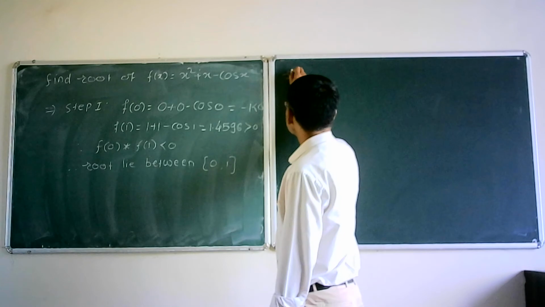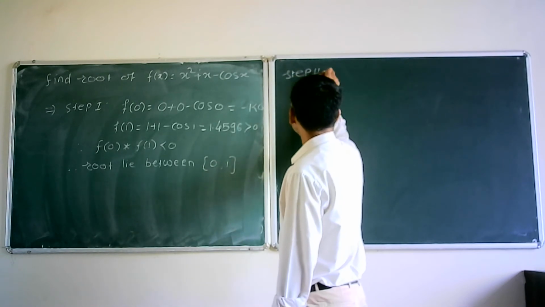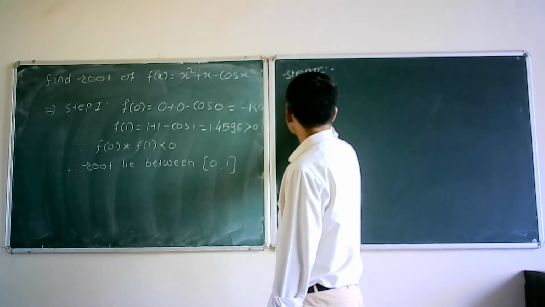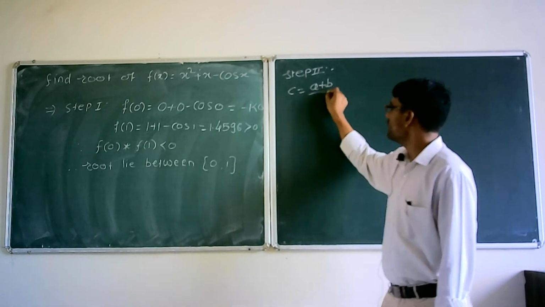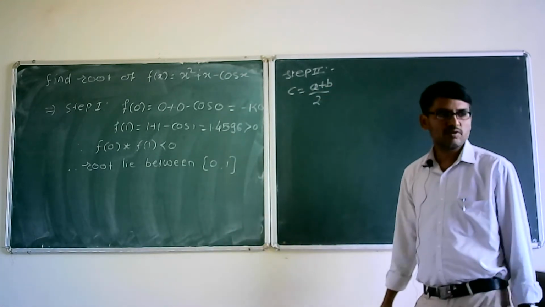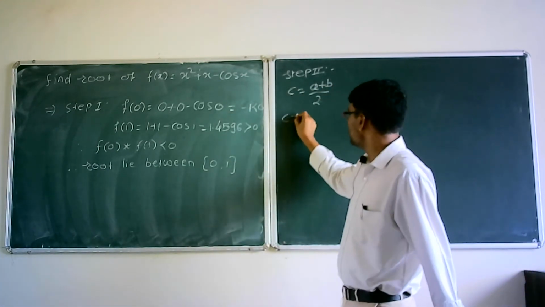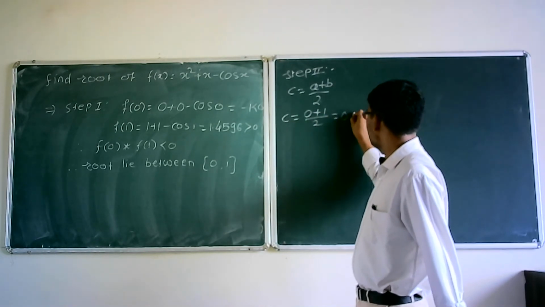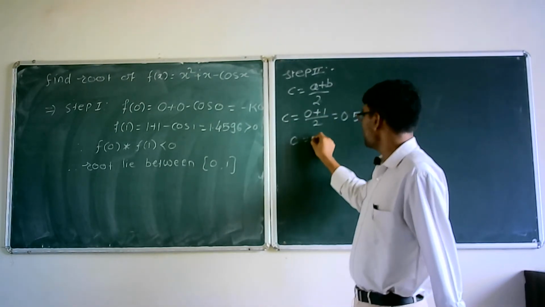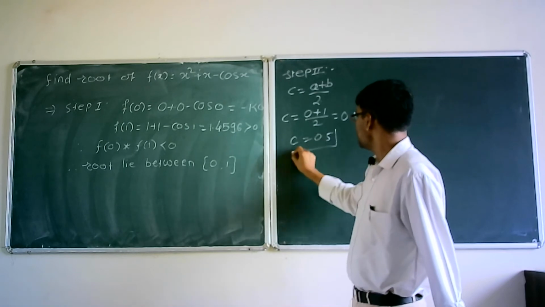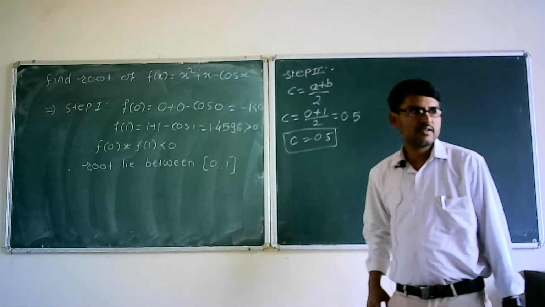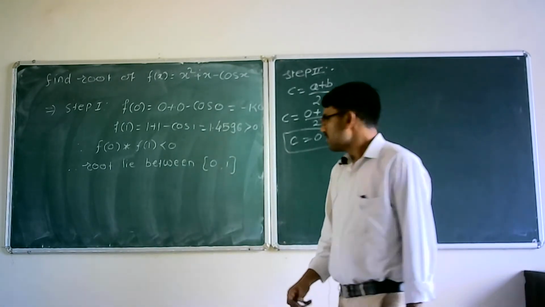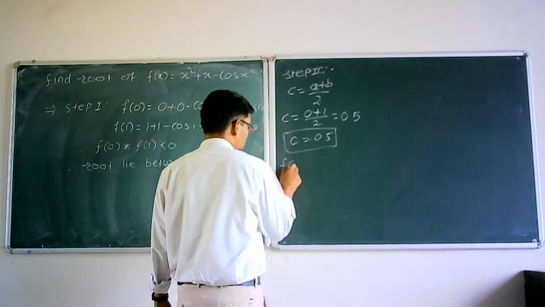Okay, so once you identify the location of the root in an interval, our next step is what? We want to determine the value of c. C is what? A plus b divided by 2. So c is equal to 0 plus 1 divided by 2. It is 0.5. So here in step number 2, C is 0.5. Now check whether our C is our root.